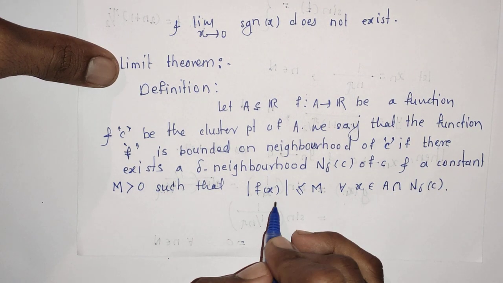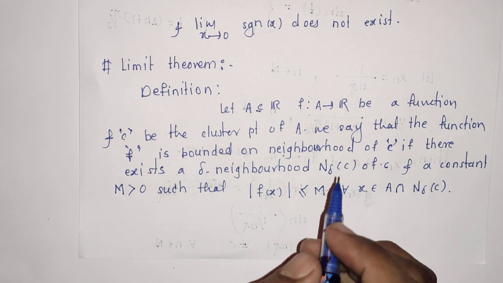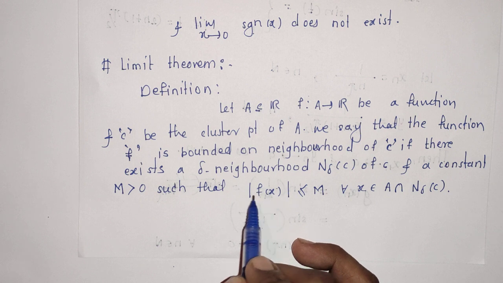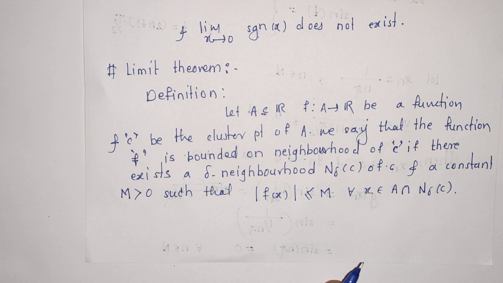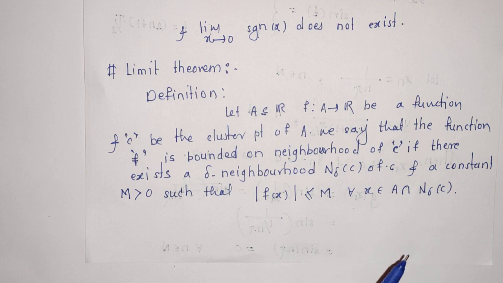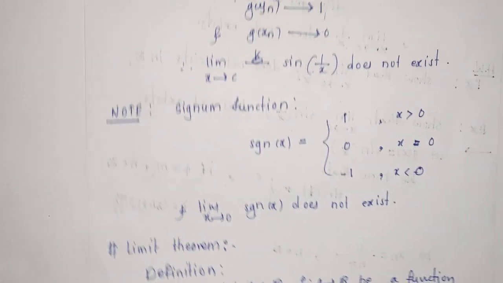We know that in the definition of a bounded function, a function is said to be bounded if all the images of the given domain, that is all f of x, are less than or equal to m. But the function is said to be bounded on a given neighborhood if for every element in that neighborhood, f of x is less than or equal to m. Now we will see one theorem.